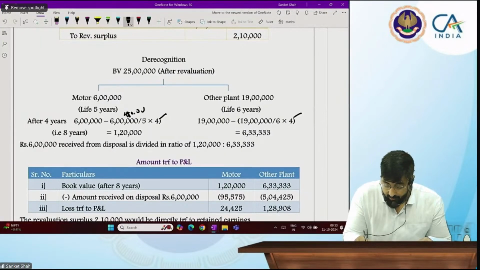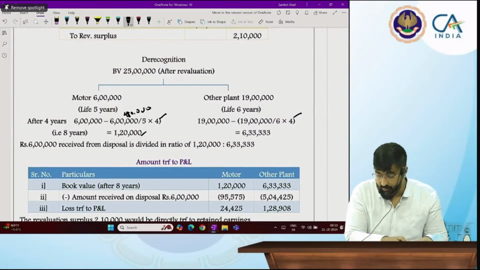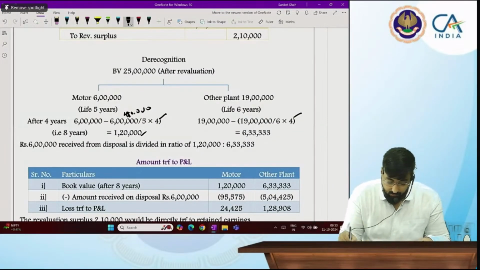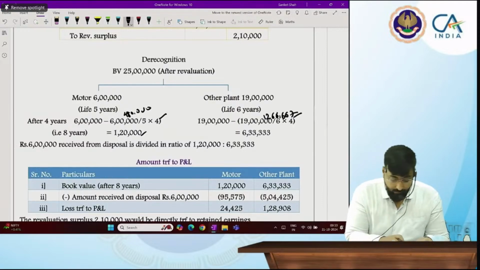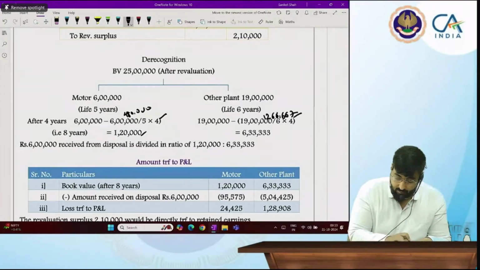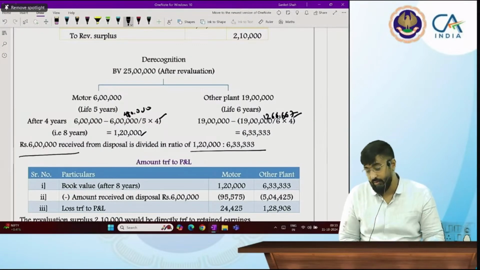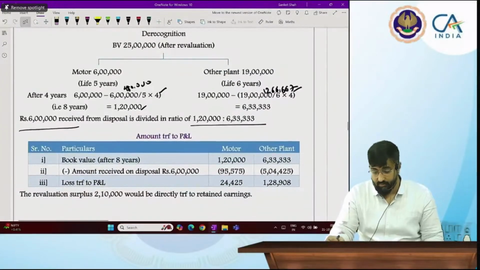You have to be very careful solving this question. 1,20,000, and the second one, 12,66,667, divided by 6 into 4. 12,66,667 minus, 6 lakh 33,333, and 6 lakhs you received. And in which ratio? In the ratio, sir, this will become a loss, and we will divide this loss in this ratio.